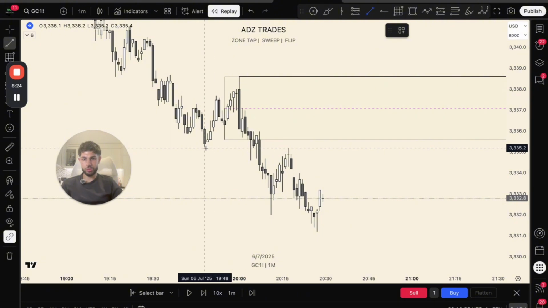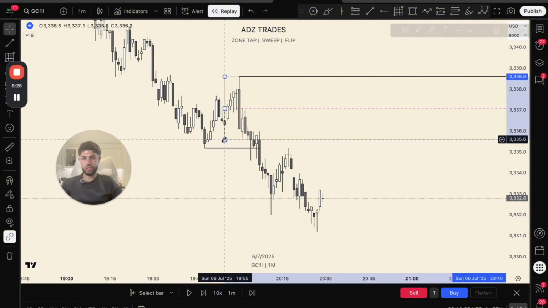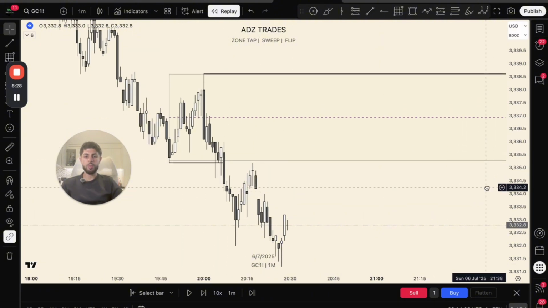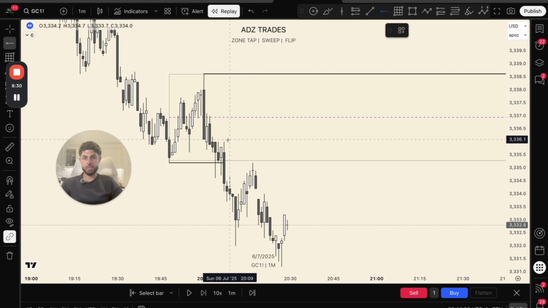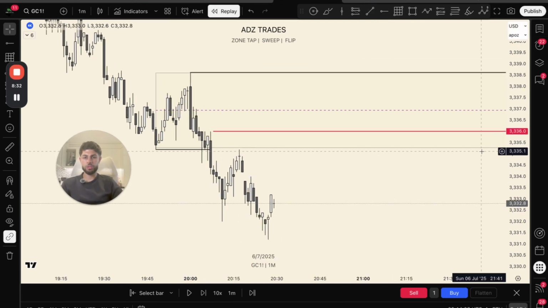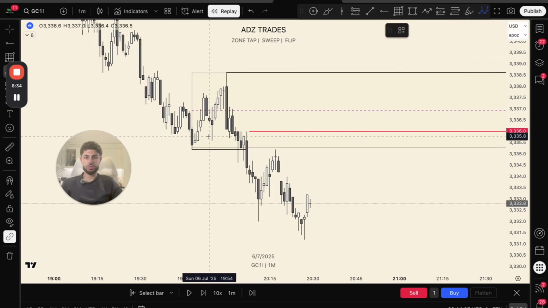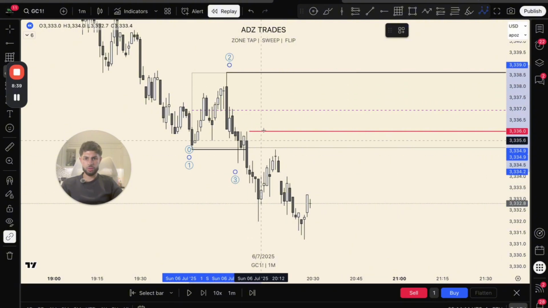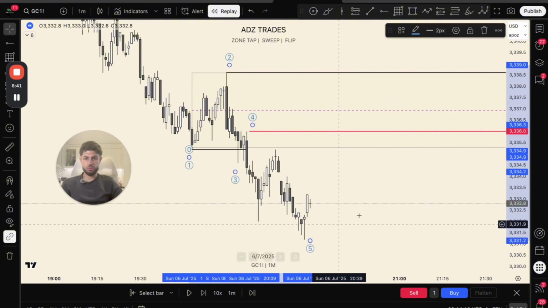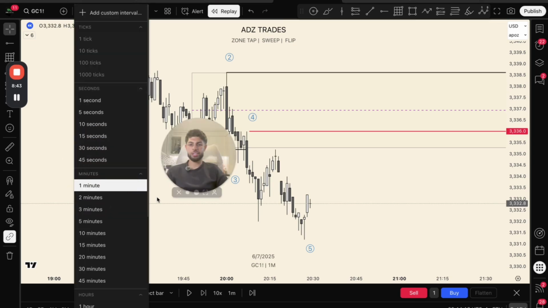On the 1 minute I can see we have a BOS here, so I can extend it like this. Okay, I can see we left the zone. We popped back in here, and then we push lower. So now if I'm looking for my 6 taps, 3, 4, 5. I'm trading the higher time frame.